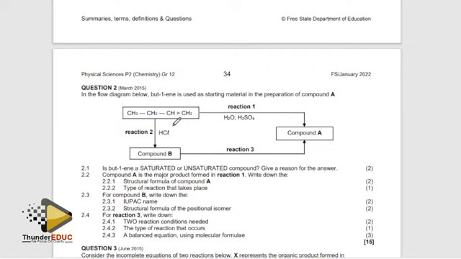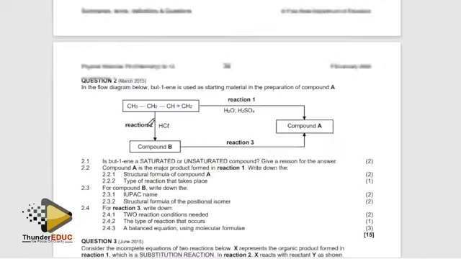Someone is asking a question about the calculation of the empirical formula. Usually they give us the mass and the hydrogen. This one is asking me to do a simple question which involves the empirical formula.